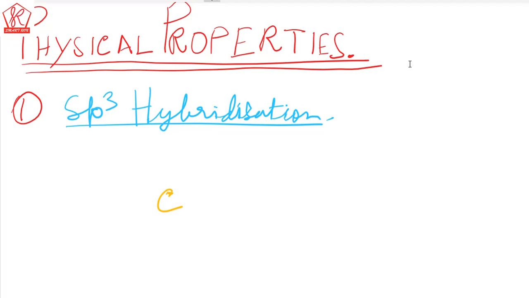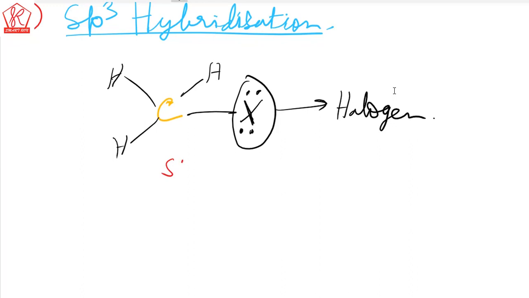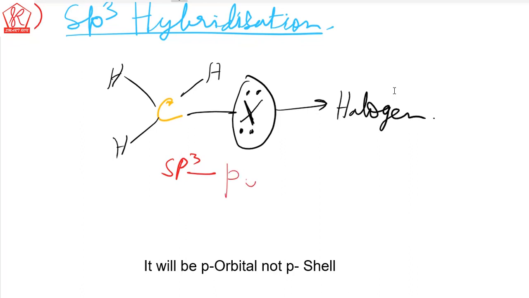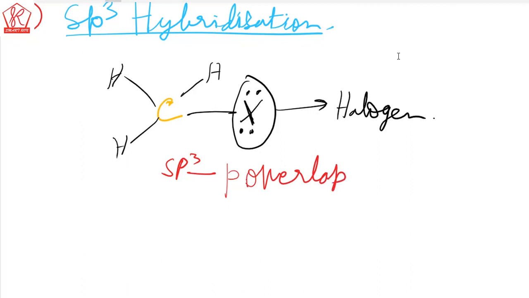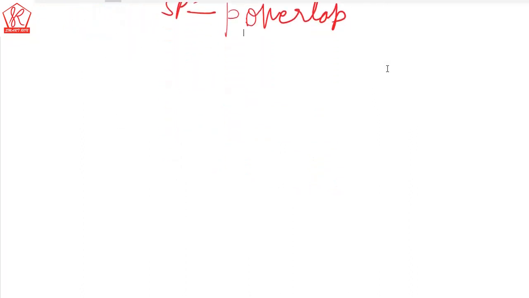So here we have the carbon, here we have the 3 bonds, and one is bonded with the X, that is the halogen. Okay, so as we can see, the hybridization here is sp3, but the overlapping here with the carbon atom is on the p shell. So here we will write that sp3 hybridized with p overlap. So that's the hybridization of haloalkanes.